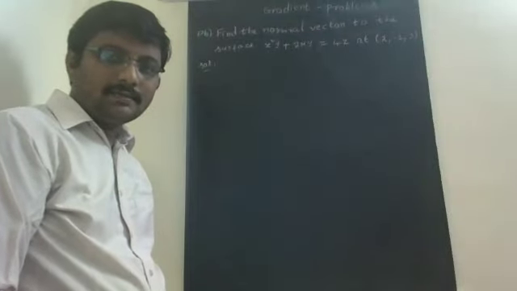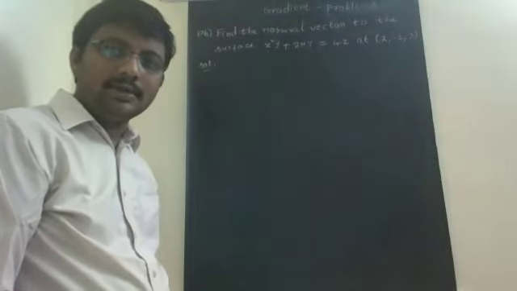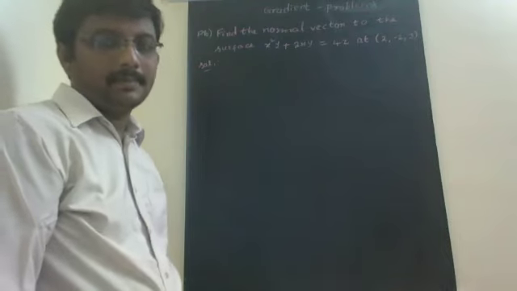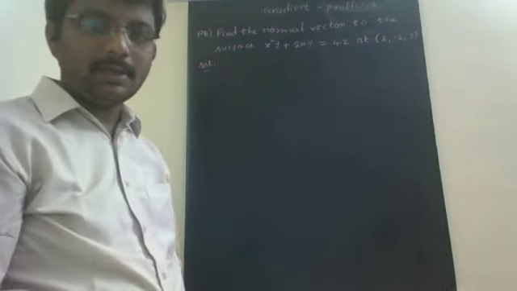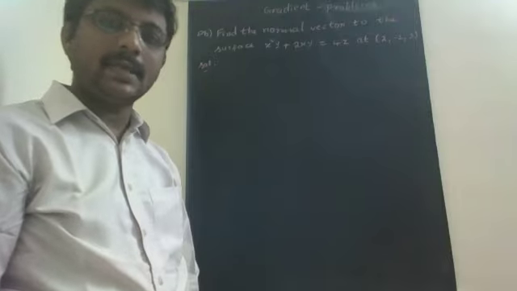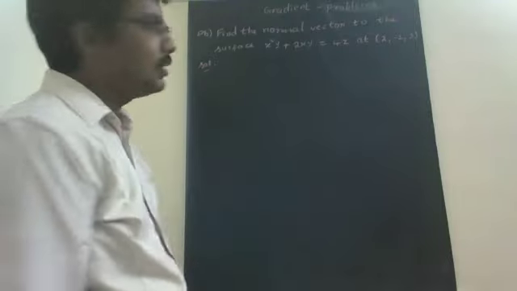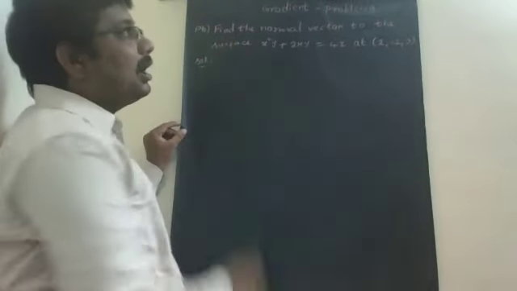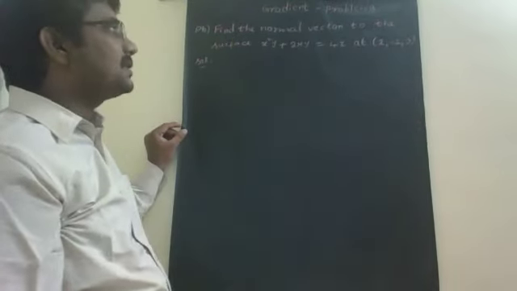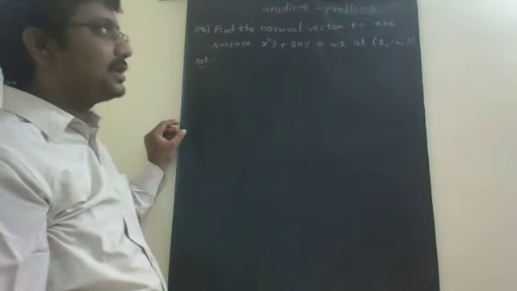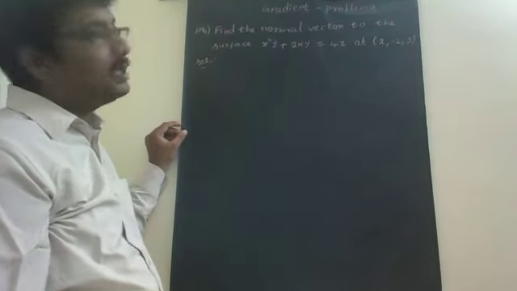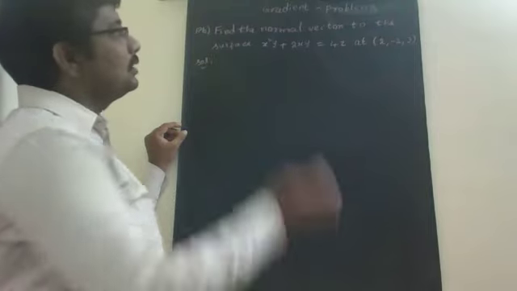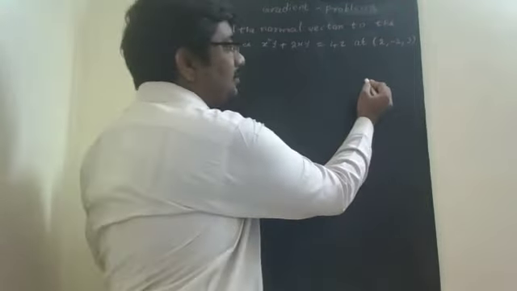Hello students, here I am going to discuss the problem related to gradient or vector differential operator del, which is applied to the scalar function. So see the problem here. Find the normal vector to the surface x square y plus 2xy is 4z at the point (2, -2, 3). So here the surface is given.